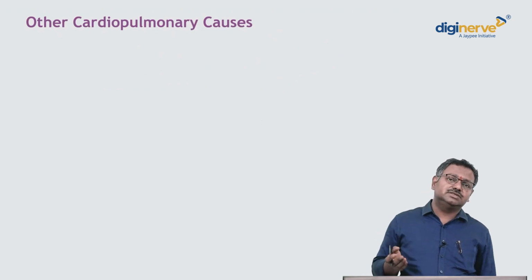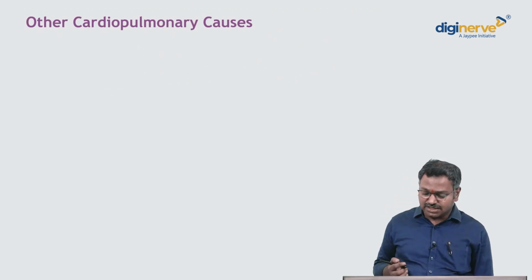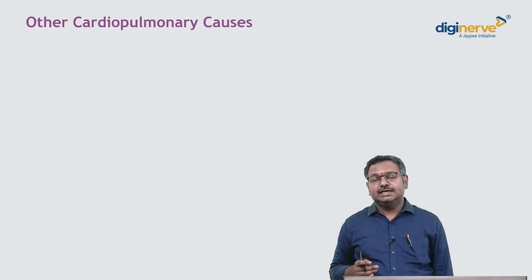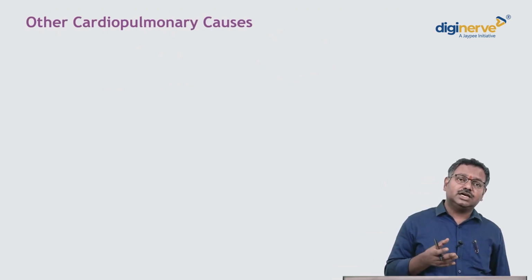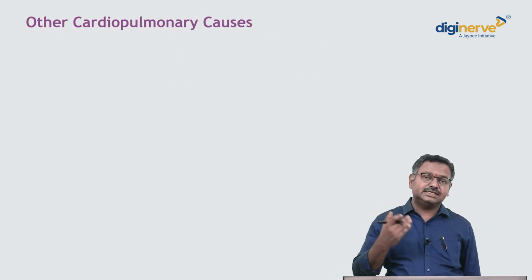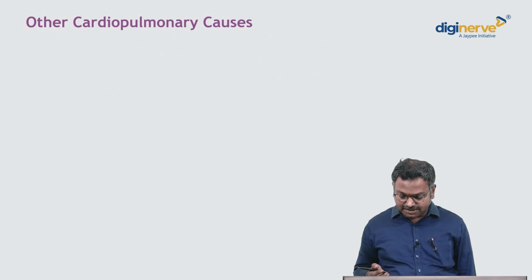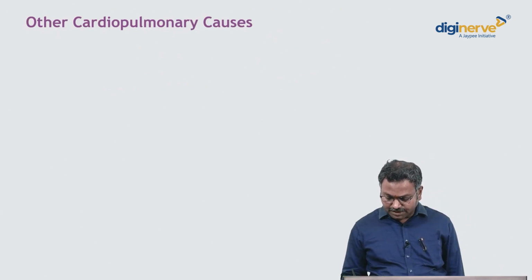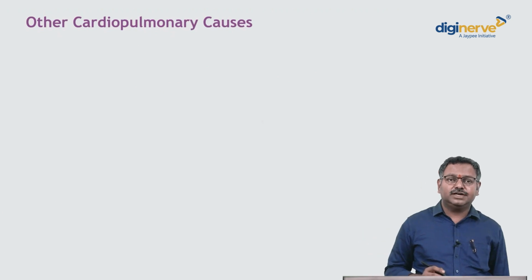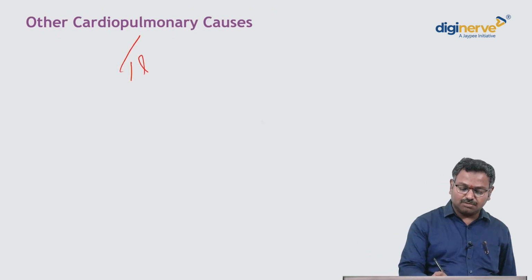Important: the more proximal the dissection, it can involve the coronary ostia resulting in MI. It can disrupt the aortic valve causing aortic regurgitation, and it can extend into the pericardium resulting in pericardial tamponade that you see there.